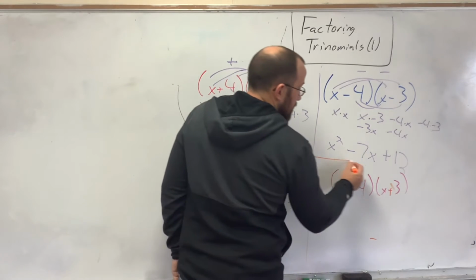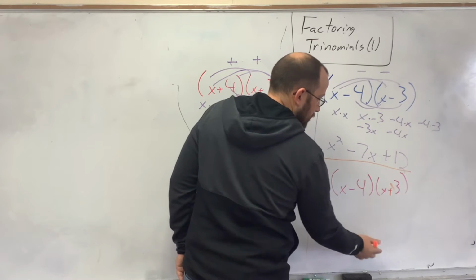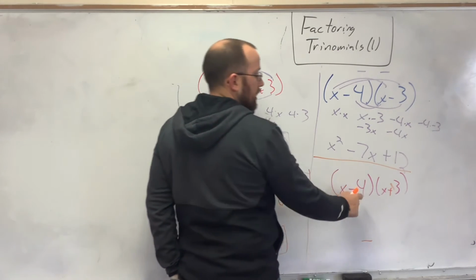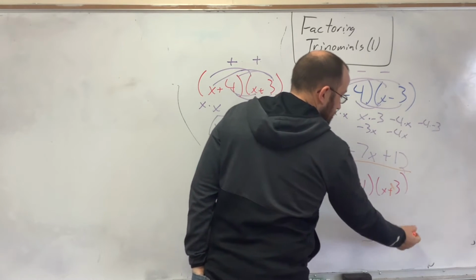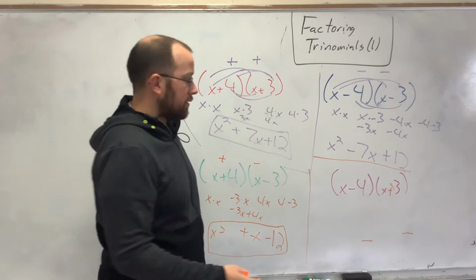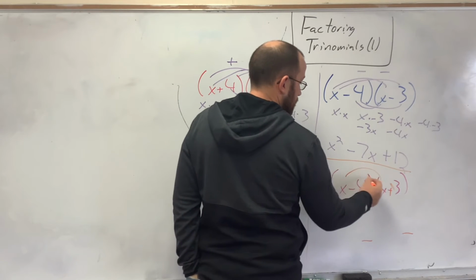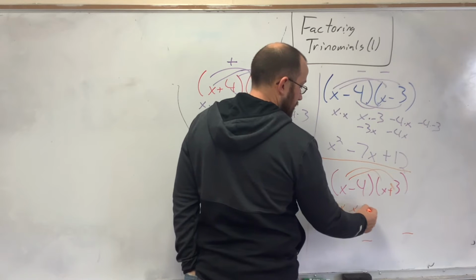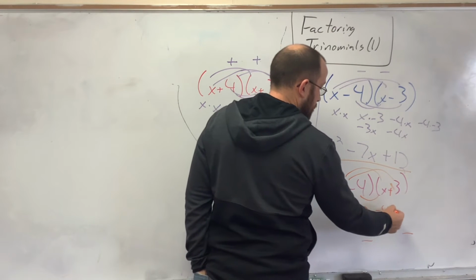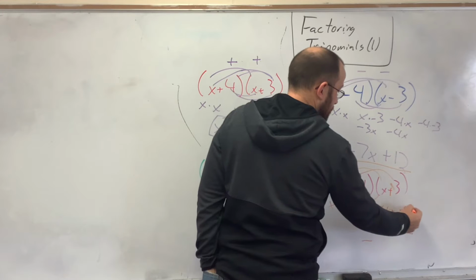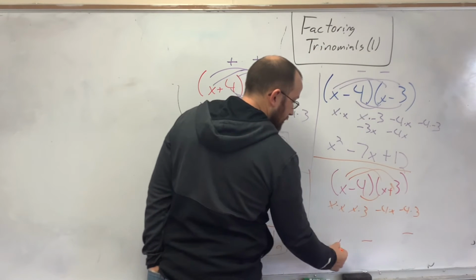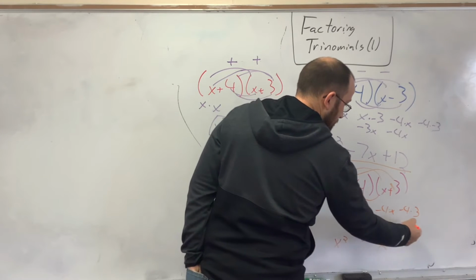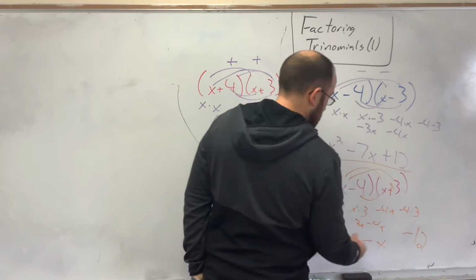So now if I take a look at this one, I know my middle number is going to be negative because my biggest number is negative, and it's a negative and positive, so I know my back number is going to be negative. So I'm going to have two negatives in this. So then I do my foiling, and then x times 3. Negative 4 times x, and negative 4 times 3. Ends up giving me x squared, 3x minus 4x, which gives me negative x minus 12. And there you go.